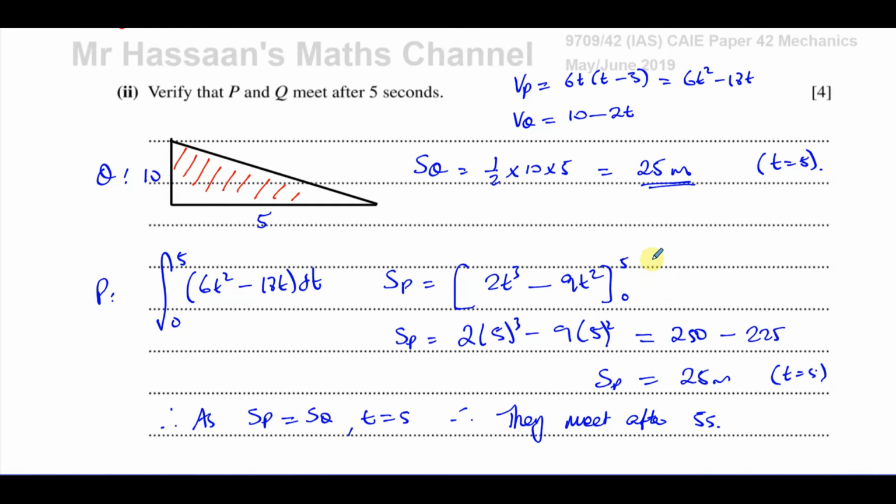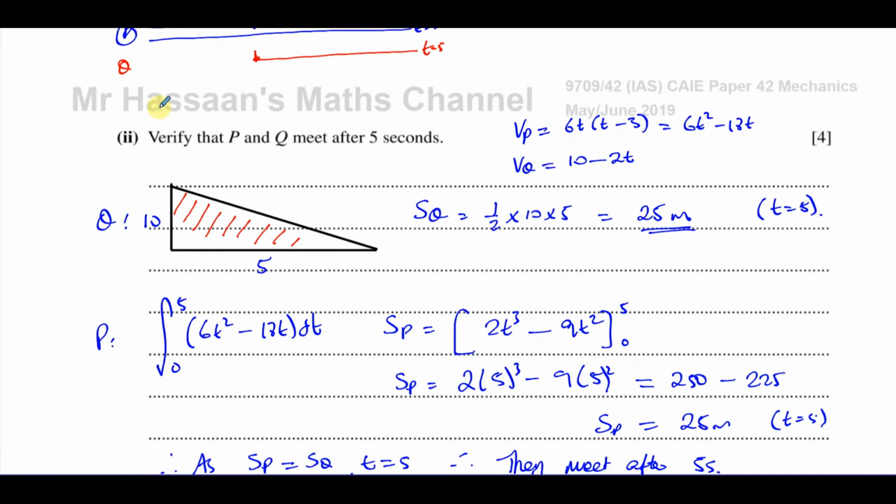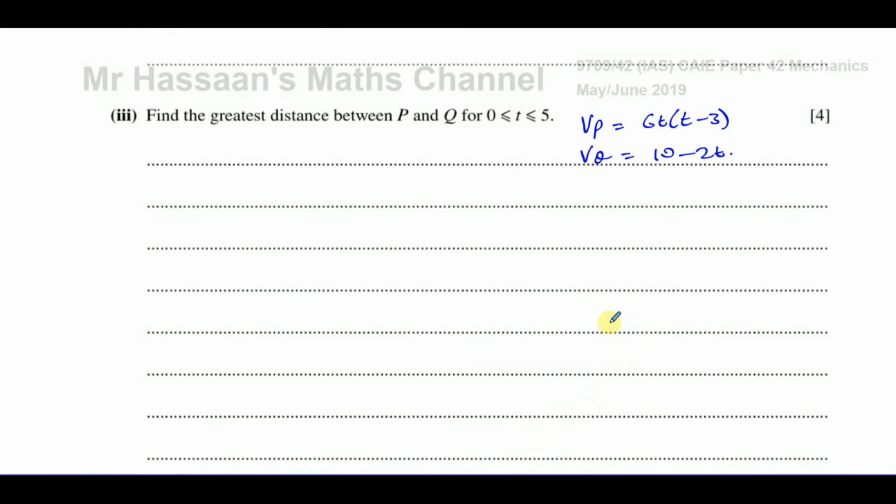Now we're going to go on to the next question. Part 3: find the greatest distance between P and Q for the time between 0 and 5 seconds. We know the expressions for the velocity of P and the velocity of Q already.